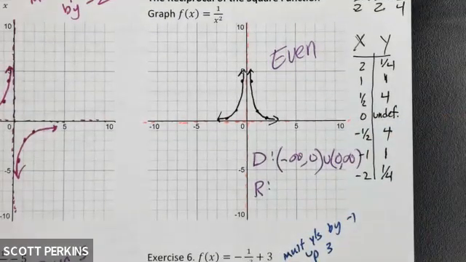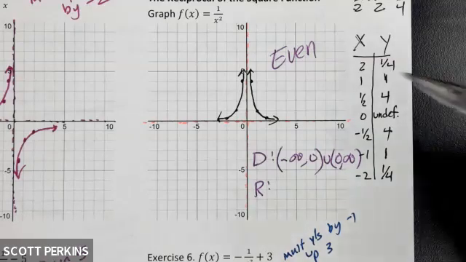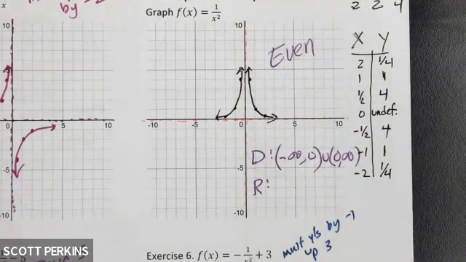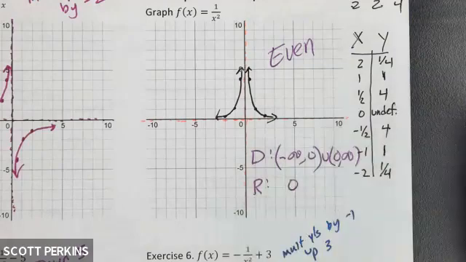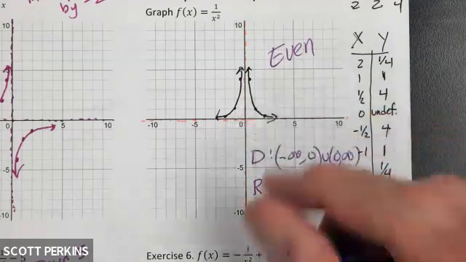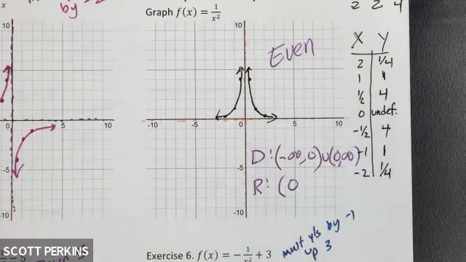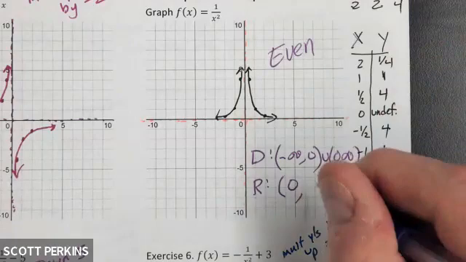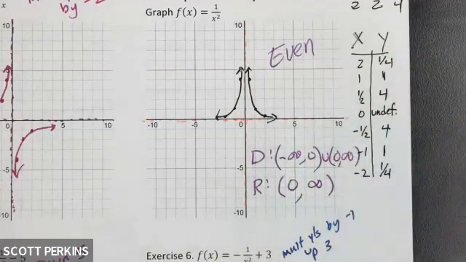But the range is a little more interesting on this one than the previous graph. What's the lower limit of the y values? How far down do they go? Also, it's never going to equal 0. Okay, that's why it's an asymptote. So I'm going to put a parenthesis there. That's important. And then you can see by the graph, the y values are going to continue to go up forever. So just like that.